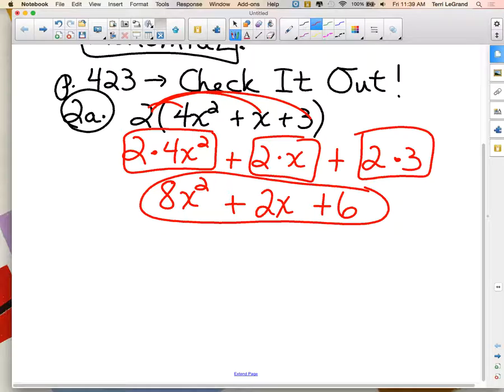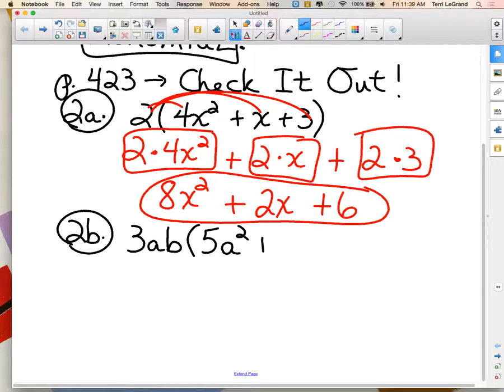Okay, let's do 2b now, which you don't have your book open, so I'll write it down for you. We have 3ab, that happens to be our monomial involved in this problem, and it's going to get multiplied times the polynomial 5a squared plus b.